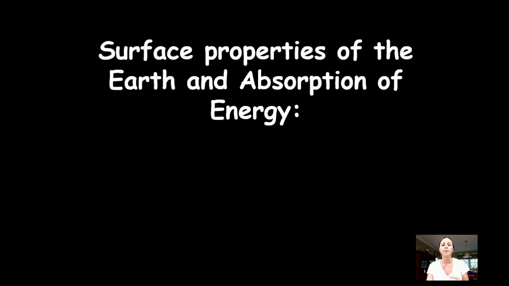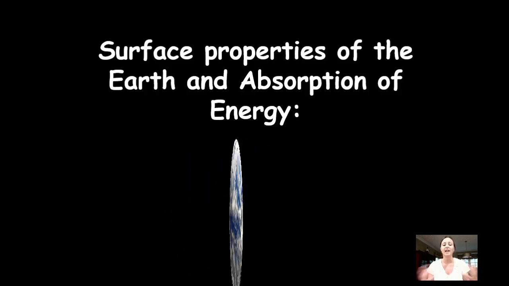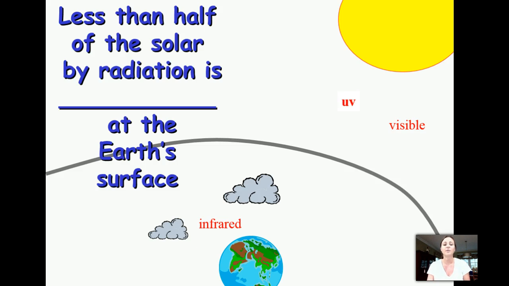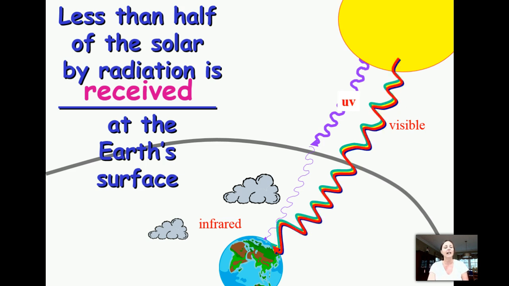Now let's look at surface properties of our Earth and how the energy is taken in and absorbed by the Earth. As I said in the last one, less than half of the solar radiation is received at the Earth's surface, which means that as the energy comes in from the sun, it can be reflected, absorbed, refracted, and scattered. It could be transmitted through different mediums. So before it even hits the Earth, it can be changed or affected in different ways through our atmosphere and the gases in our atmosphere.